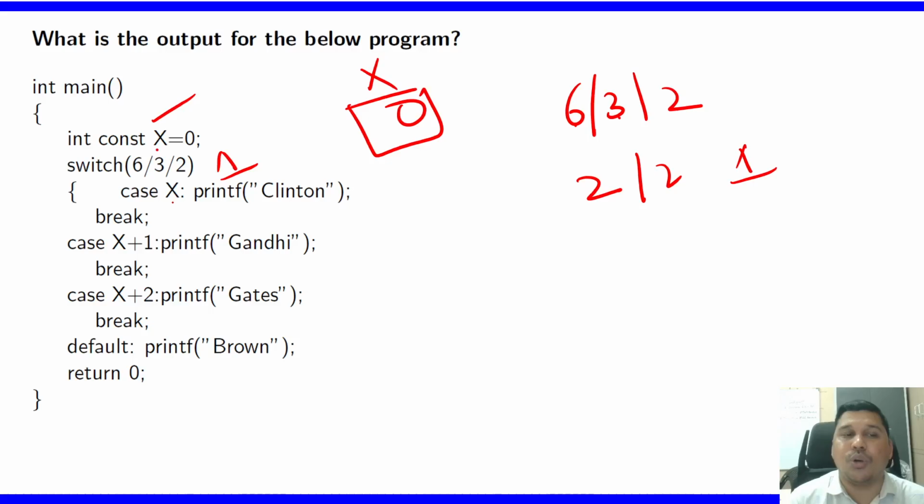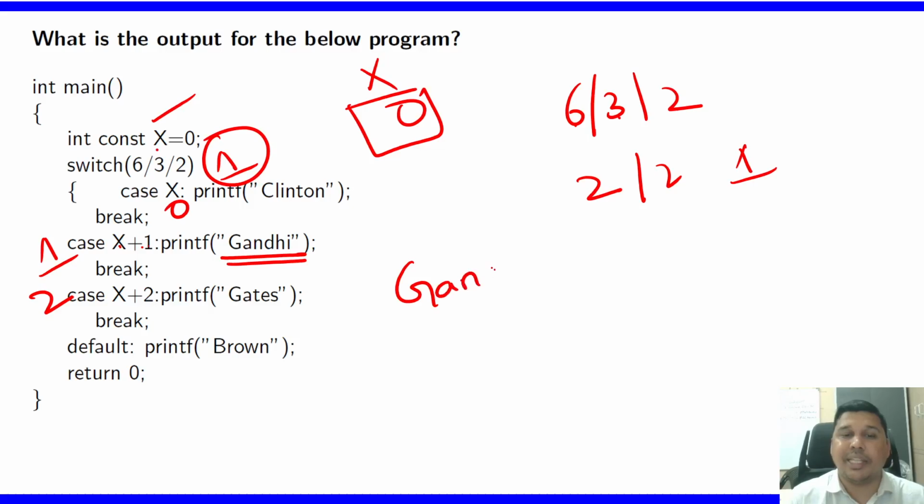What is the x value? 0. So this is nothing but case 0. This is x plus 1, that is case 0 plus 1, so this becomes case 1, this becomes case 2. Simply substitute the x value there: x plus 0, x plus 1, x plus 2, and so on. The x value is 0, so 0 plus 1 is 1. Which case is matching here? 1 is matching because I am sending a switch of 1. So the output will be Gandhi, because case 1 is matching.